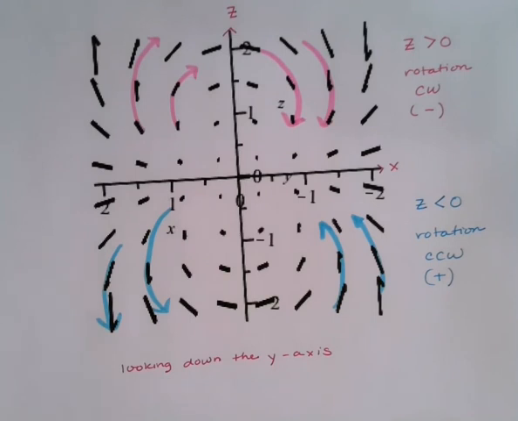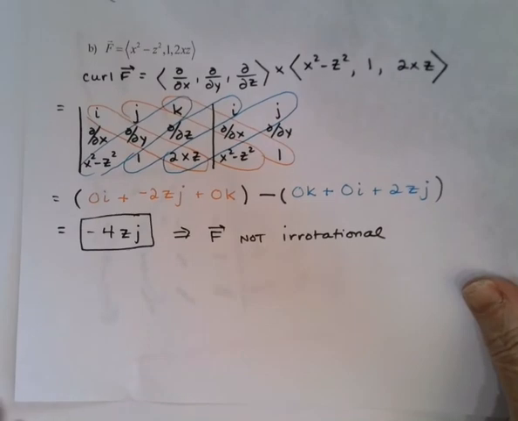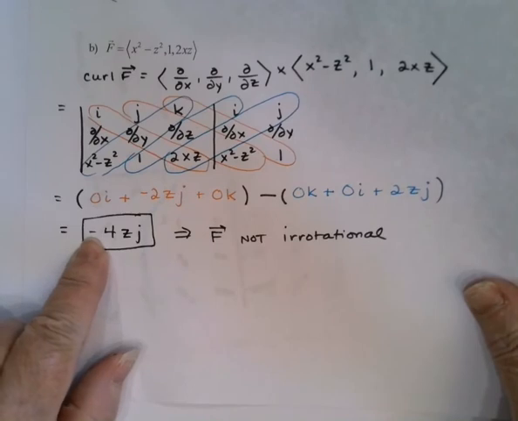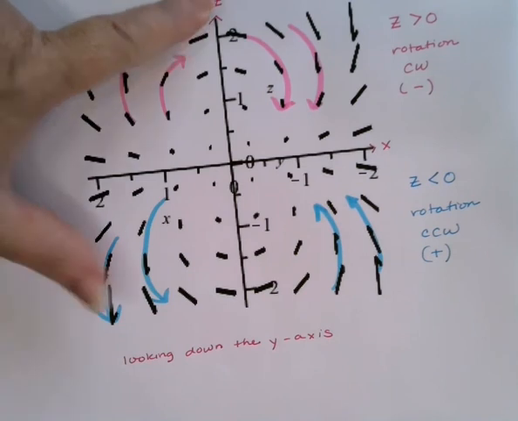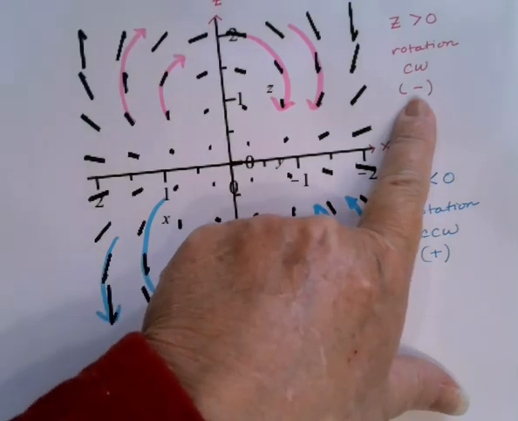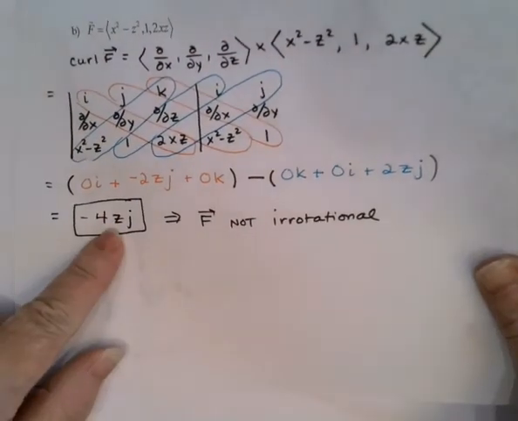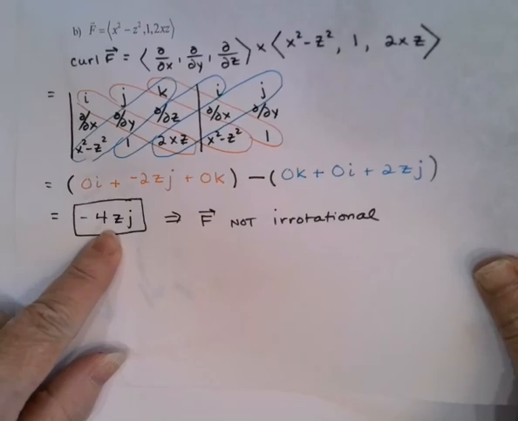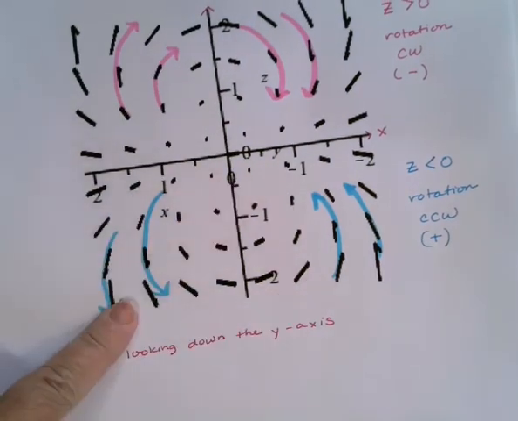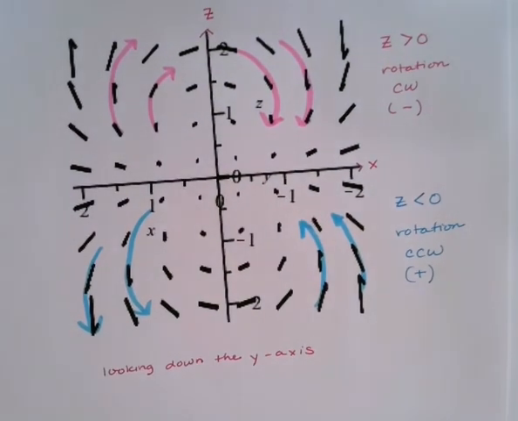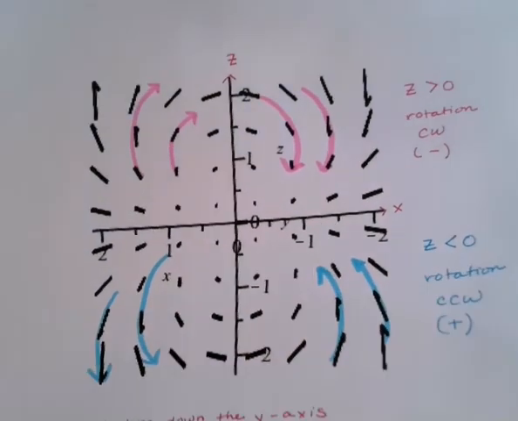How does that fit with our calculated curl? Well, notice, if z is a positive number, the curl ends up being negative because of the multiplier. So when z is positive, curl turns out negative. It measures that negative rotation. If z is negative, negative times negative would be positive, and that's what I have down here for negative z values, a counterclockwise or positive rotation. So once again, we can correlate some of what we're seeing geometrically with the calculation that we made for the curl.